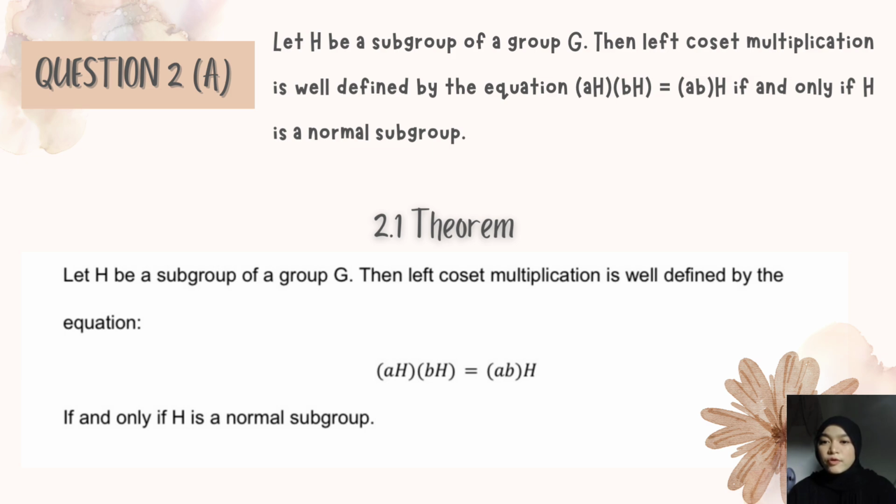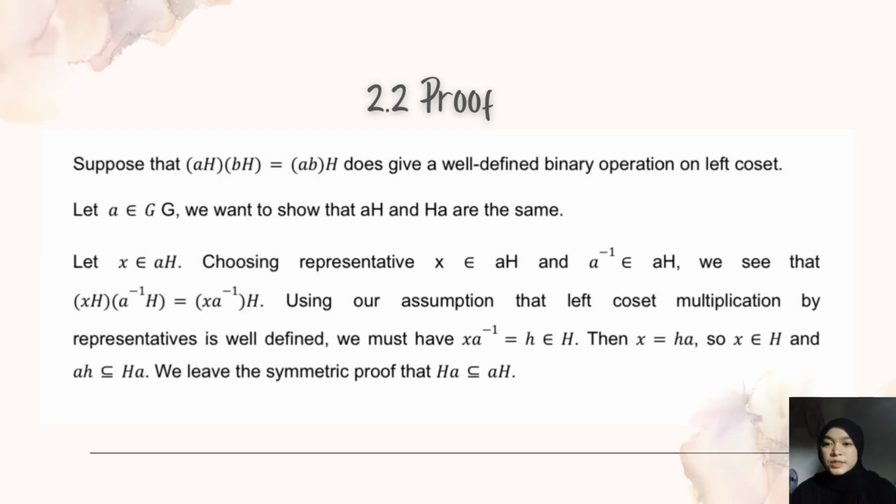Okay, first of all, let's look at the theorem. Let H be a subgroup of a group G, then left coset multiplication is well defined by aH bH equal to abH if and only if H is a normal subgroup. Proof. Suppose that aH bH equal to abH does give a well-defined binary operation on left cosets. Let a in G, we want to show that aH and Ha are the same.